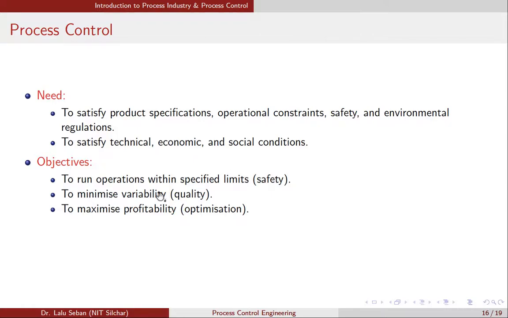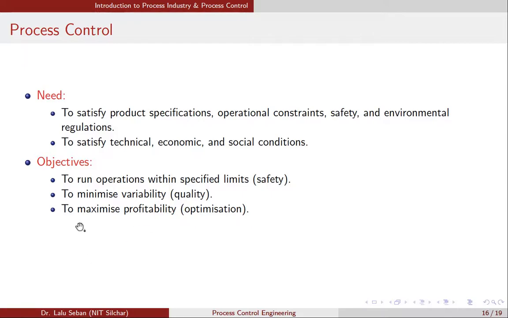Then, to minimize variability, the output product should not vary with respect to time. Otherwise, getting a market will be very difficult. If the output has a lot of variations, you have to assume that this output is going as a raw material to some other plant in most cases. So if that quality is varying, then they will face difficulty.